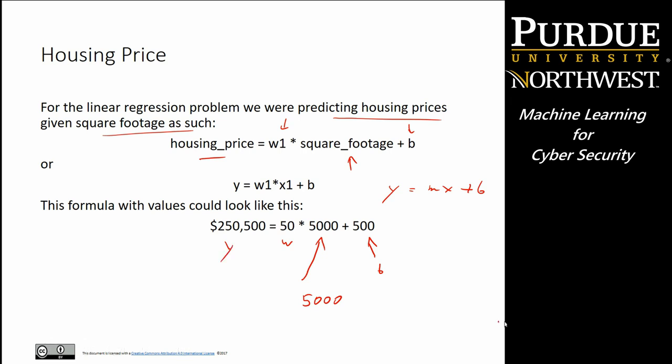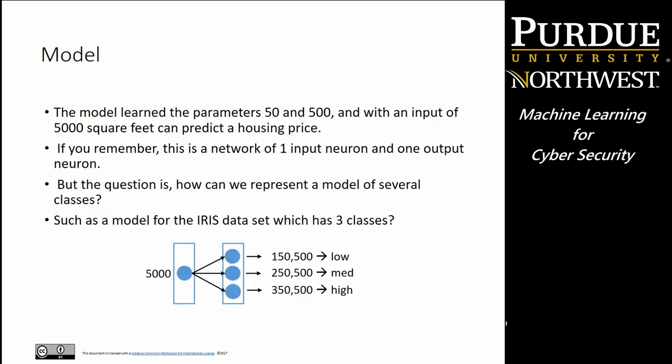So the model learned the parameters 50 and 500, right? So that's what it learned. And with an input of 5,000 square feet, it can predict a housing price. If you remember, this is a network of one input neuron and one output neuron. So you have something like this, right? But the question is, how can we represent a model of several classes, right?